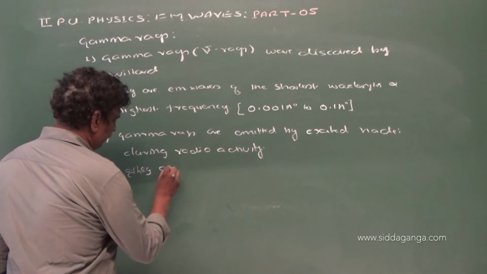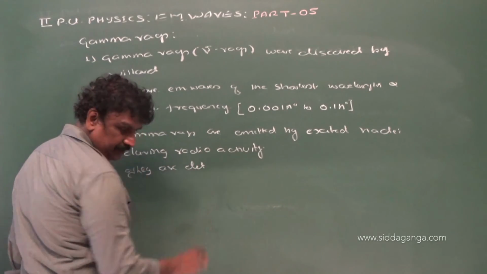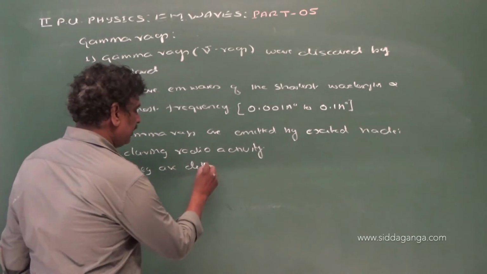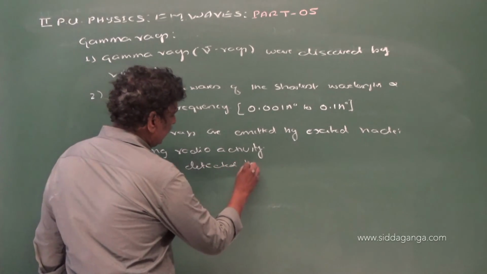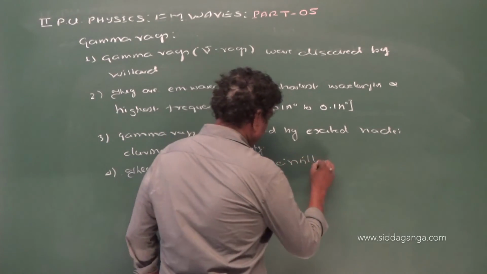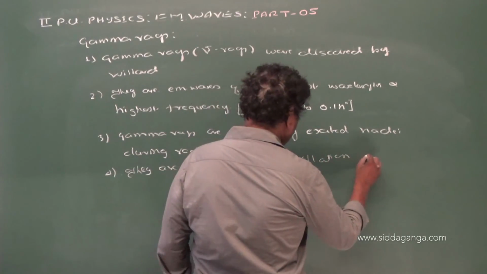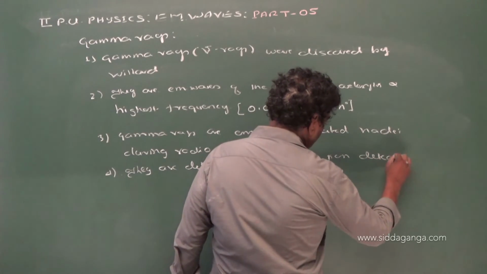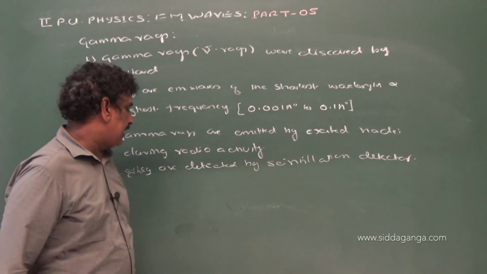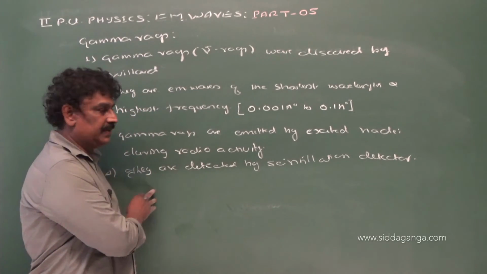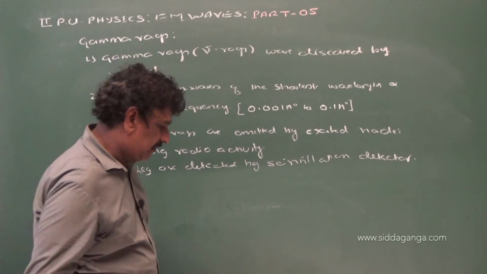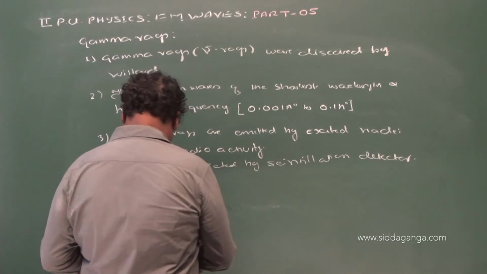They are detected by scintillation detector. So scintillation detector is a device used to detect the presence of gamma radiation.